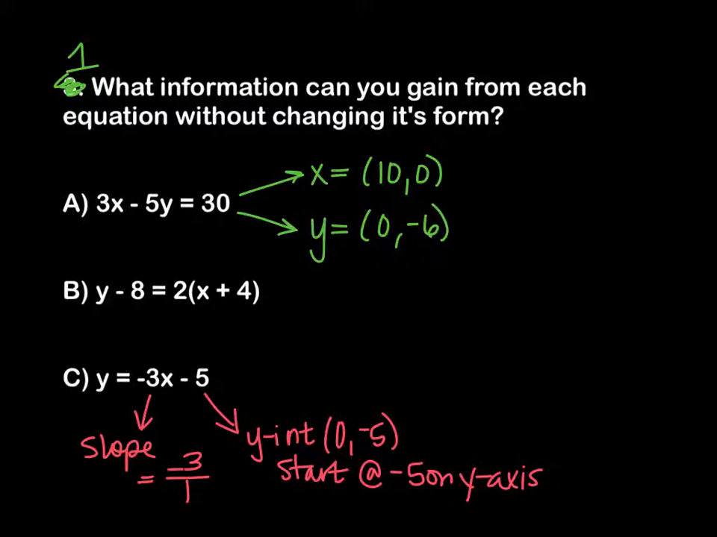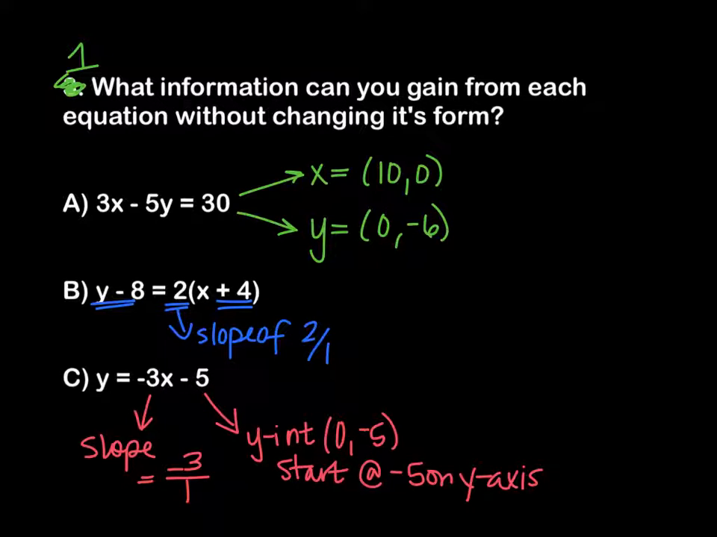Now, B is the one that you haven't seen before. So remember, the number in front of the parentheses is the slope. So this has a slope of 2/1. I tend to always write slope as a fraction, even if it's a whole number, just to get in the habit. And now this is the part that you really need to pay attention to. I also know a point that's on the line, and it's opposite of what I see here.